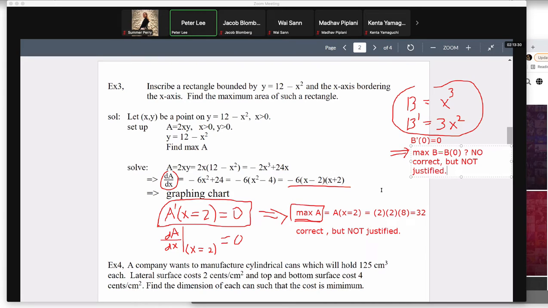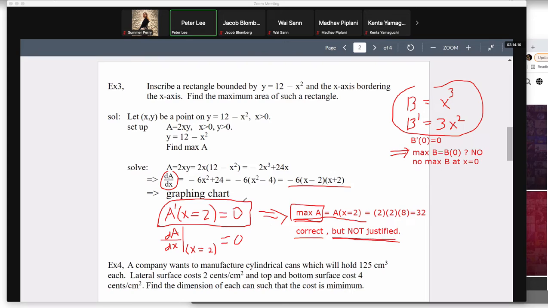Actually, in this case, there's no need to justify, because in this case, no, this is not correct. What am I saying here? There is no max of b at x equals 0. In this case, there's no max. So if you come back to our problem A here, when you say max A is equal to A when x equals 2, it is correct. Yeah, it is correct, but not justified.